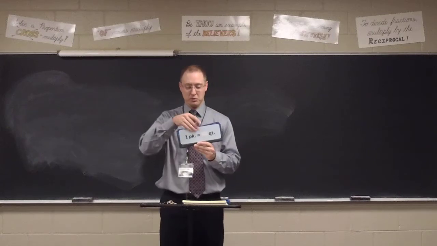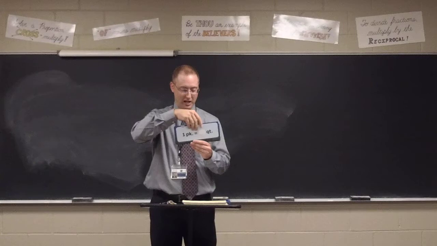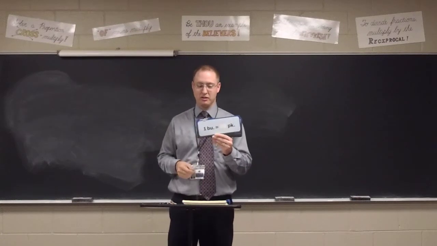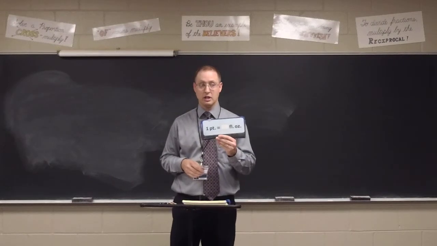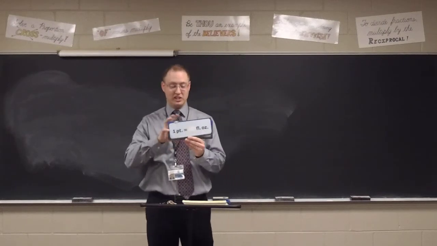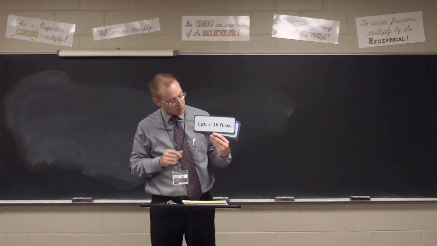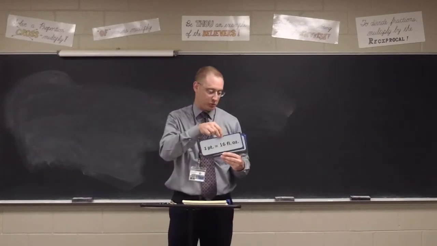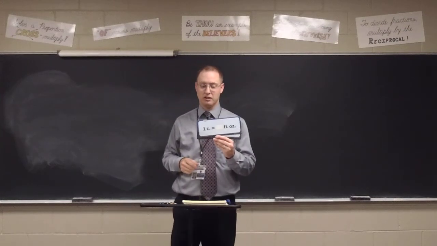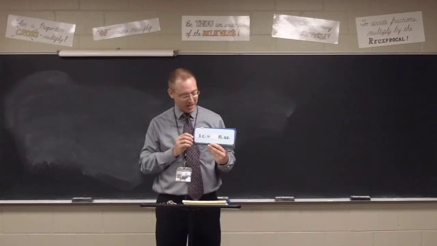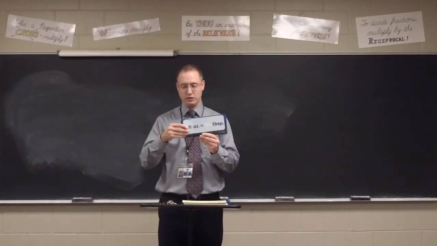8 quarts equals 1 peck, or 1 peck equals 8 quarts, depending on how you want to phrase that. 4 pecks in the bushel. 16 fluid ounces in the pint. So remember, a pint is a pound. So a pound of water would be 16 fluid ounces, or a pint of water. 8 fluid ounces in a cup. A cup is half of a pint, so it makes sense we'd have half as many fluid ounces.